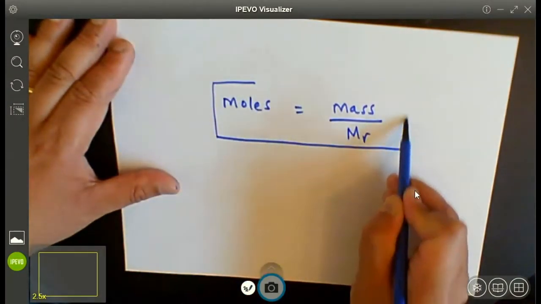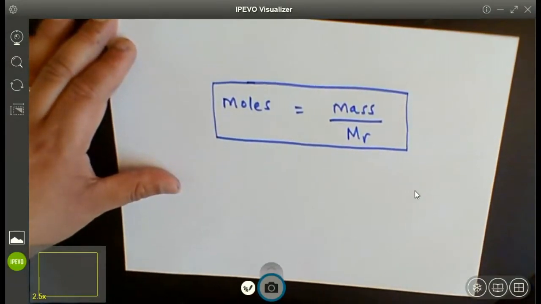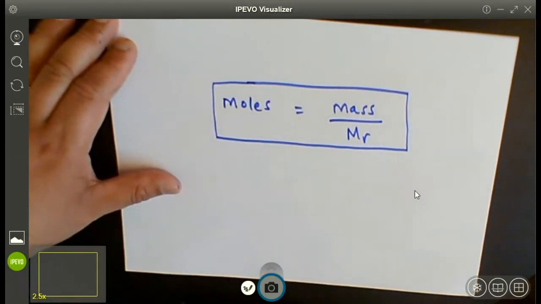Now, at A level, we don't like using triangles to rearrange. You need to know how to rearrange. So please do learn how to rearrange without using triangles. So you would have to use this. Now, I'm going to give you an example here, and I'll keep it very simple.